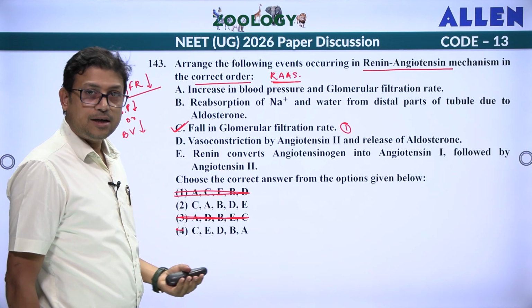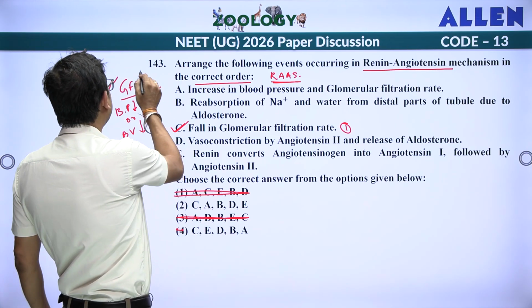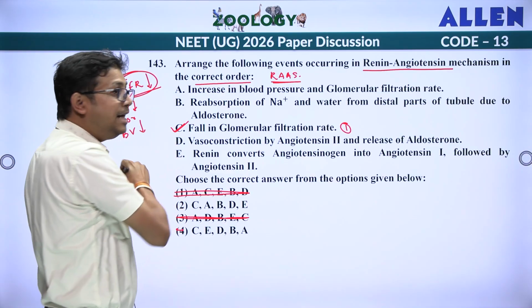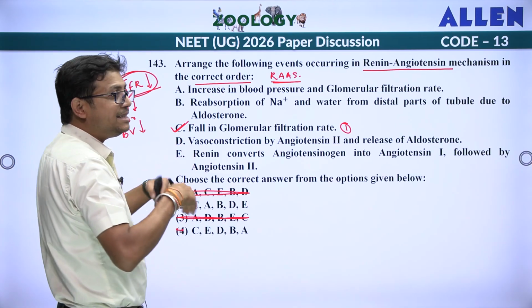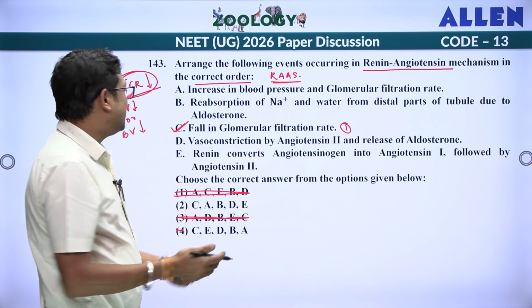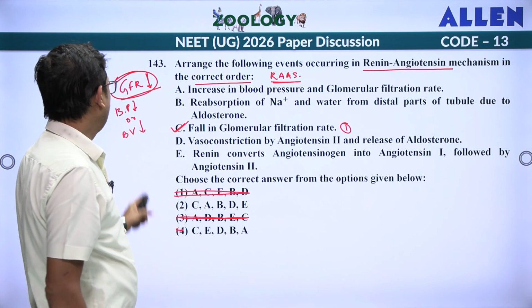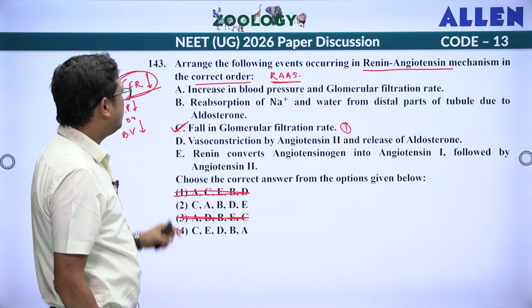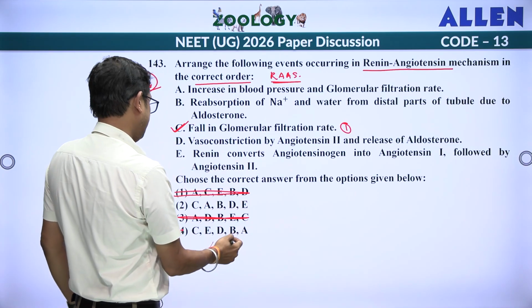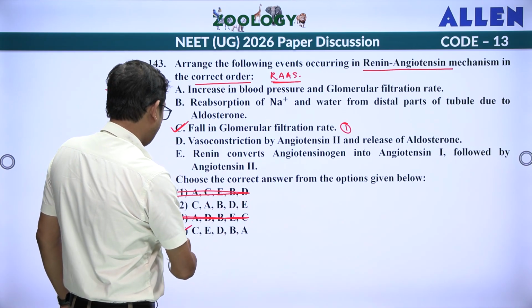This is the end result of the RAS mechanism, because your RAS mechanism is activated when GFR falls, right. So, once it is activated, what is the ultimate goal of the RAS mechanism? To restore GFR. How? By restoring the blood pressure and blood volume. So, A should be at the end. So, the answer should be the fourth one.